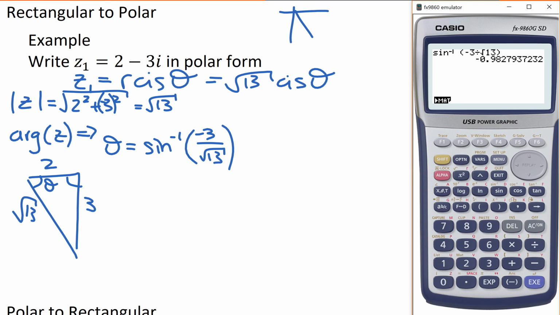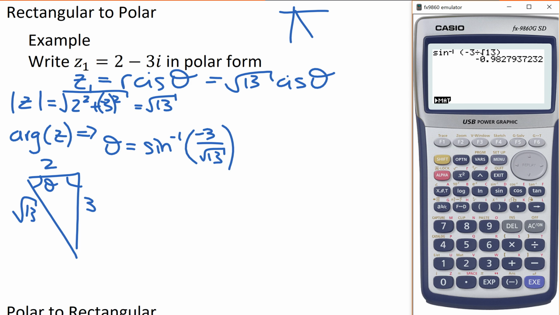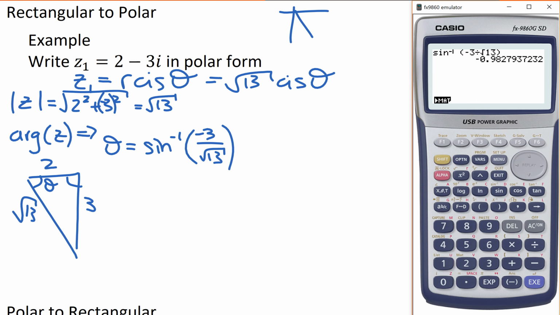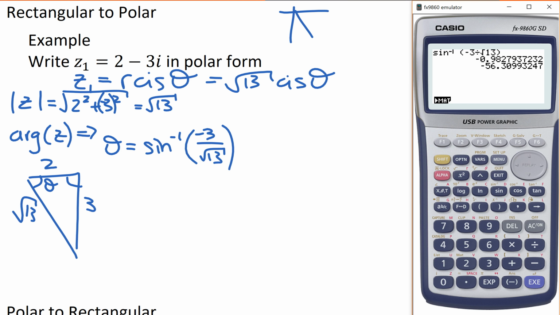What does 0.92 refer to? Radians. So I need to go into shift, setup and change that to degrees, negative 56. So this here equals negative 56 degrees. Is that right?